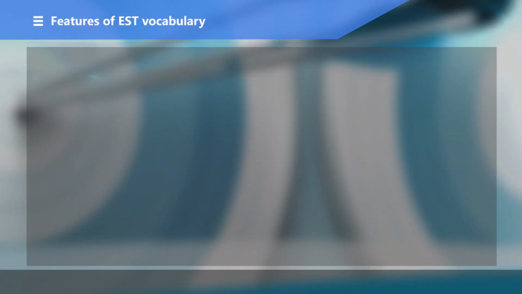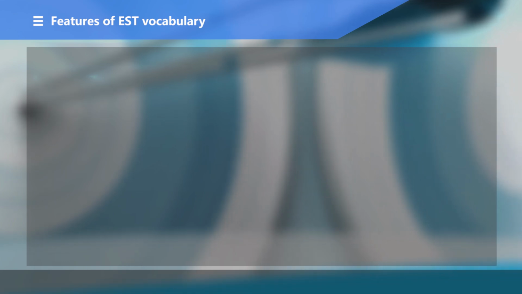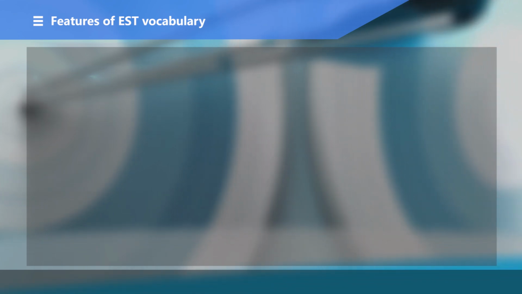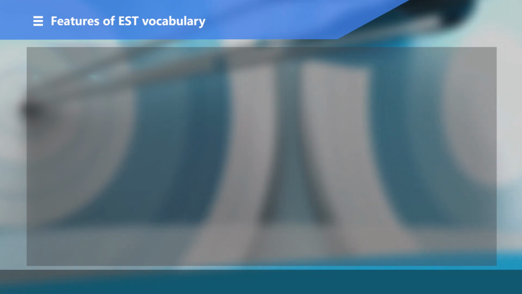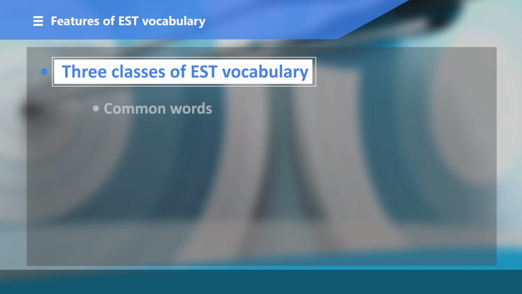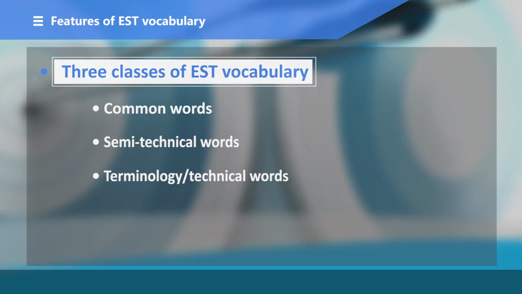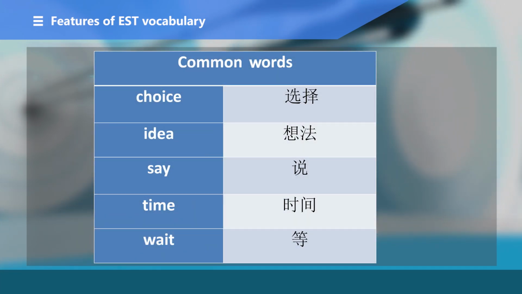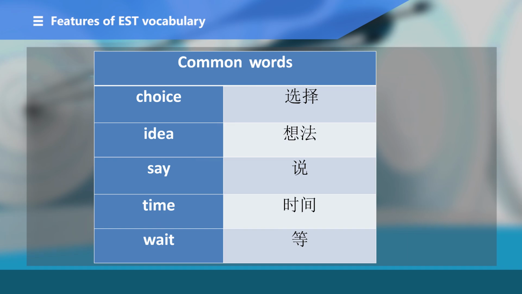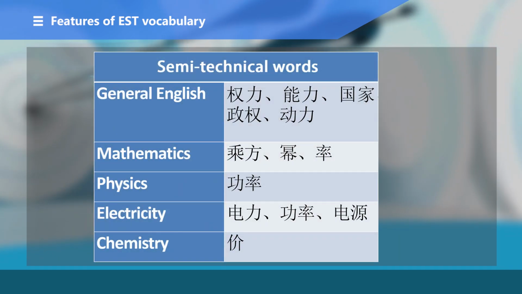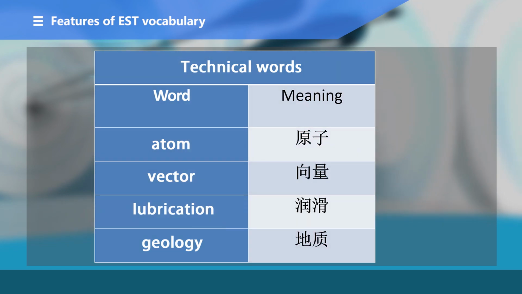Okay, after we got a general survey of EST, let's discuss the features of EST vocabulary. In general, EST vocabulary is divided into three classes. They are common words, semi-technical words, and terminology or technical words. You can see the table for examples of these classes of vocabulary. This table is about common words. Next is about semi-technical words. Next is about technical words. From the table, you may have a brief idea about what the three classes of vocabulary in EST are.